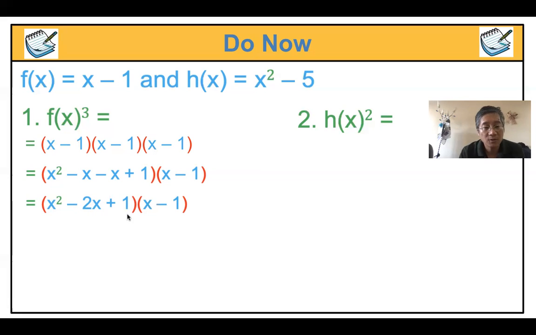So you have three terms here and two terms here. How many times are you going to multiply? 6 times. Each term has 2 multiplications, so 3 terms, 2 times each. So x squared times x is what? x cubed, right? x squared times minus 1 is minus x squared. And then you move to the negative 2x and do the same thing. So minus 2x times x is minus 2x squared. Minus 2x times minus 1 is plus 2x.